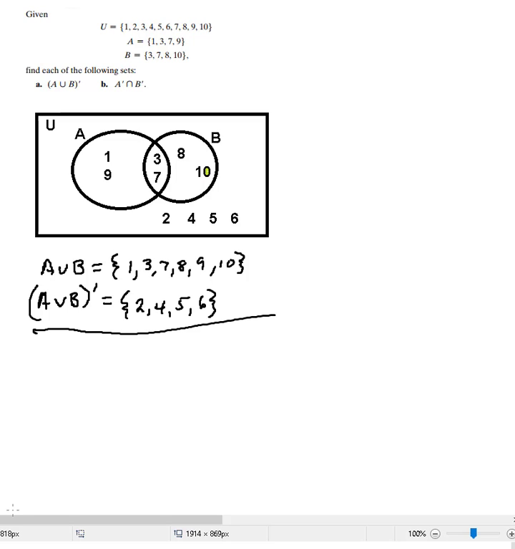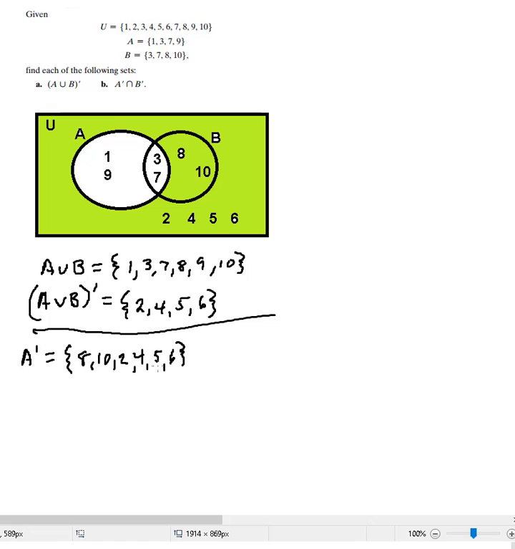Now let's look at part B. We want an intersection this time. There's no parentheses, and we want the intersection of the complement of A and the complement of B. Maybe a little color would help to see what's not in A. Everything that's not in A is shaded green. So I am seeing 8, 10, 2, 4, 5, and 6. Remember, the order doesn't matter when you're putting them in roster notation. Those are the things that are not in A, in other words, that are in the complement of A.